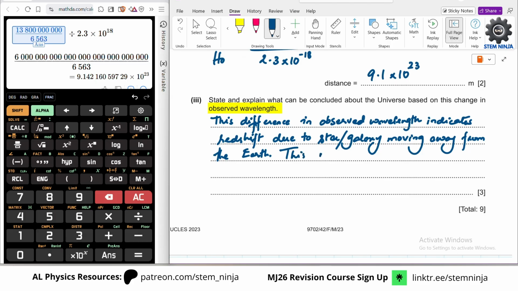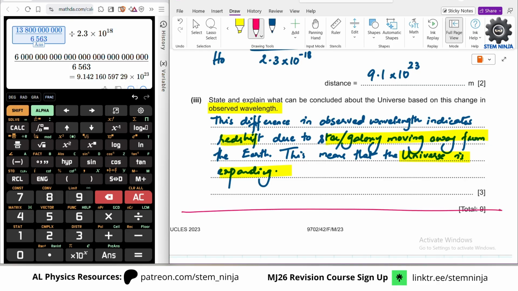This means that the universe is expanding. Alright, that's all we need to say. Indicates redshift due to star or galaxy moving away from the Earth, and this means that the universe is expanding. That's it. And that's it for this paper.